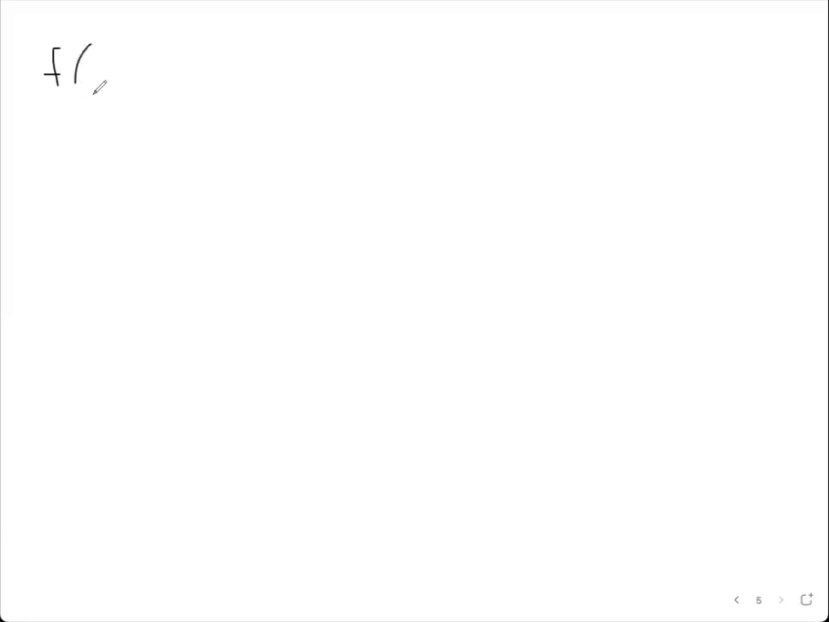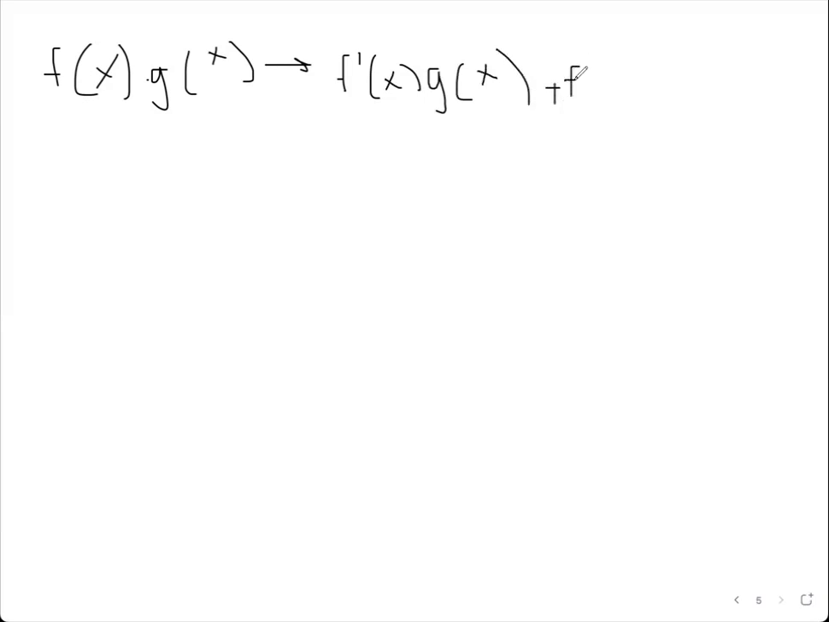Basically, if you have f of x times g of x and you want to find the derivative of that, you do f prime of x times g of x plus f of x times g prime of x.